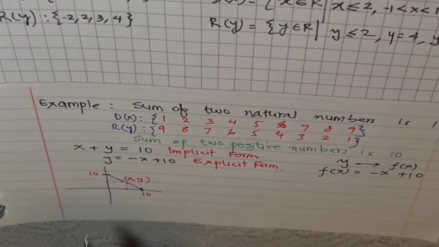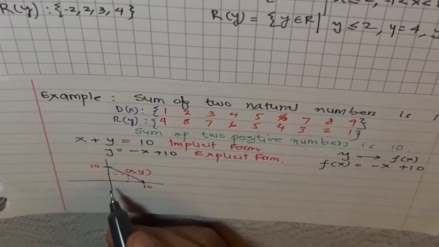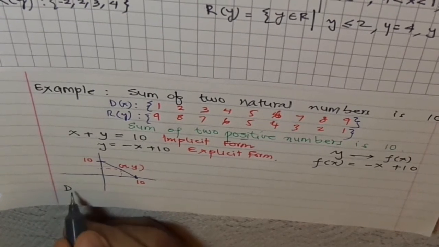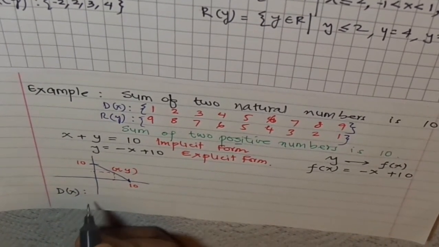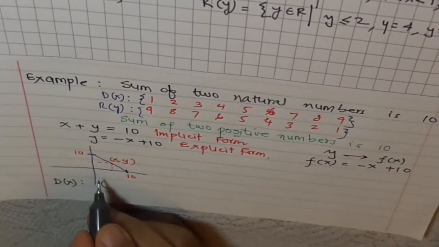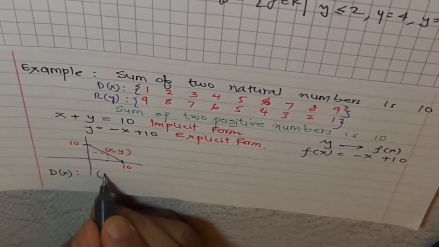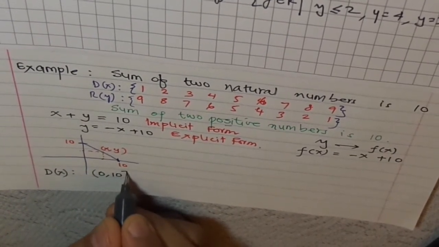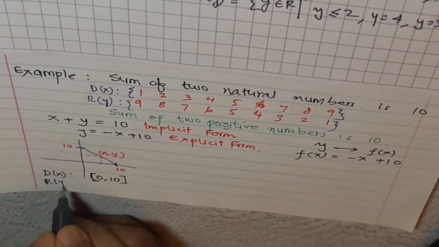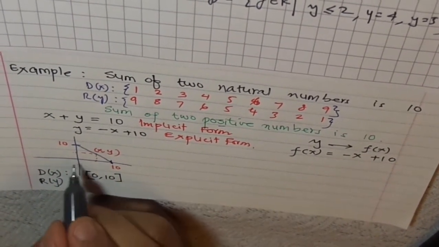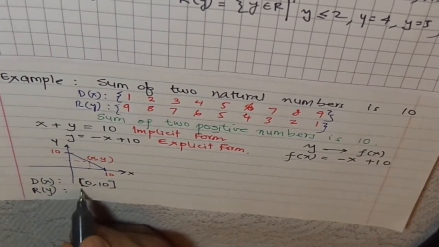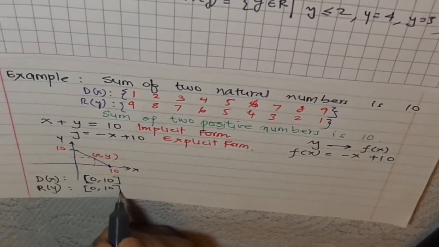Now, domain here could be written in set form or interval notation. So we will write in short; whenever you get an opportunity like this and freedom, you should use the interval notation. Here the domain is from 0 to 10, including both. Right? And how about range? Range is also from 0 to 10. These are the y values and this is x. 0 to 10. Do you see?